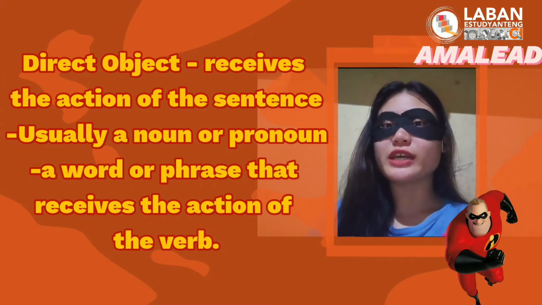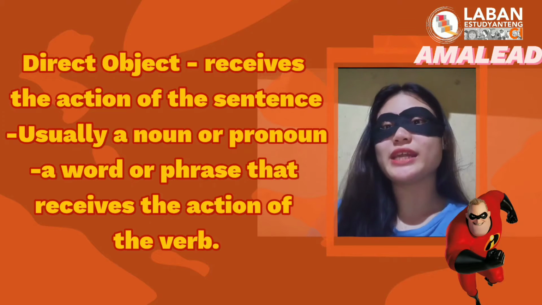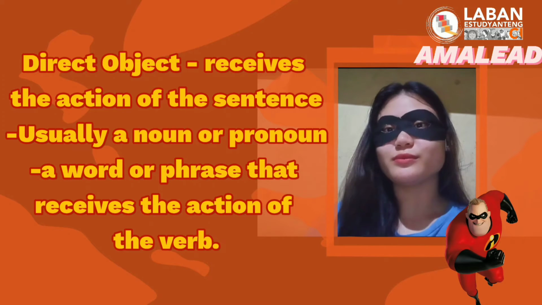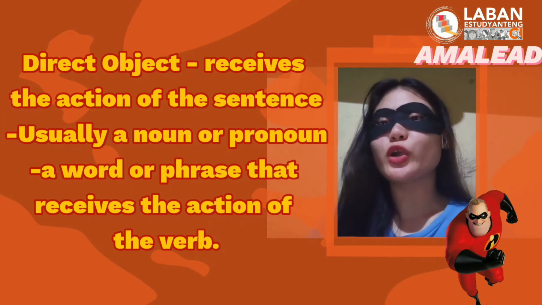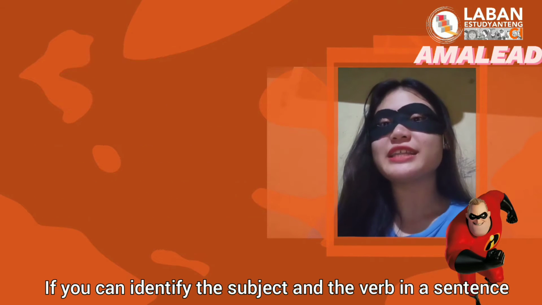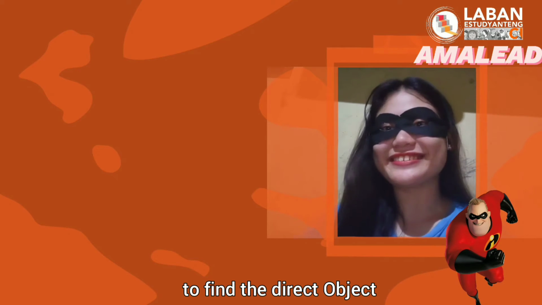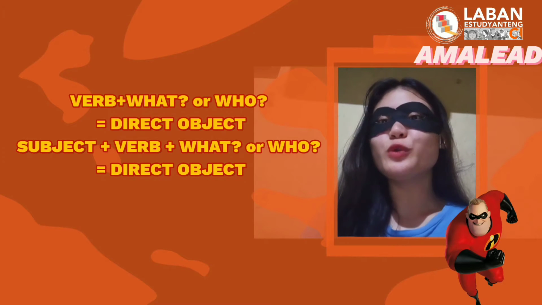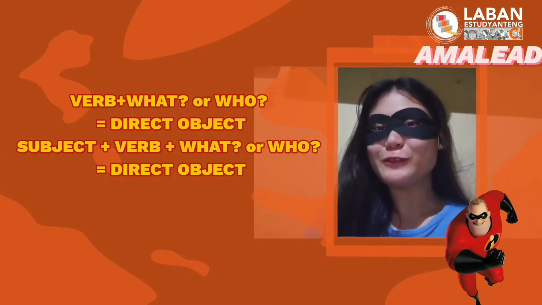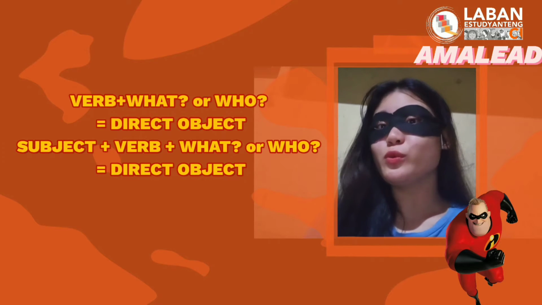The direct object receives the action of the sentence. The direct object is usually a noun or pronoun. A direct object is also a word or phrase that receives the action of the verb. If you can identify the subject and the verb in a sentence, then you can use this simple formula to find the direct object. Verb plus what or who equals direct object. Subject plus verb plus what or who equals direct object.